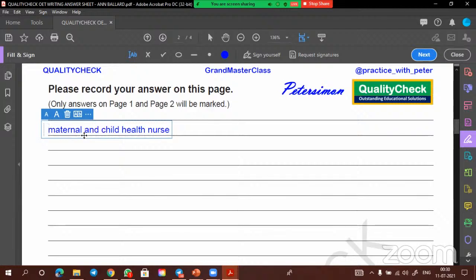Now here, maternal, M capital letter, and child, and no need capital letter because it is a conjunction. Don't write capital letters for prepositions and conjunctions. Maternal and child health, H capital letter. Nurse, N capital letter. All the words should be capital letters except prepositions.